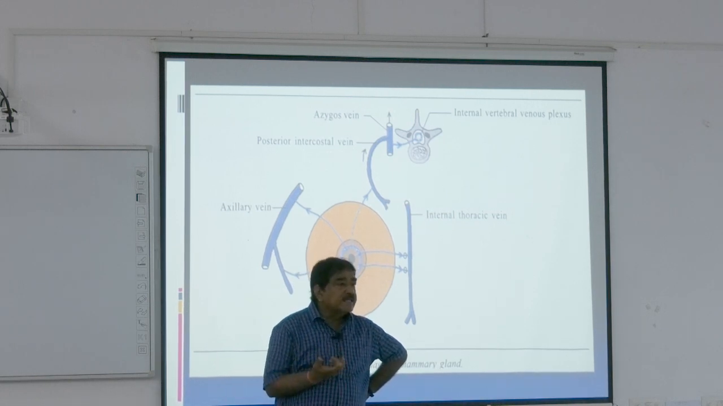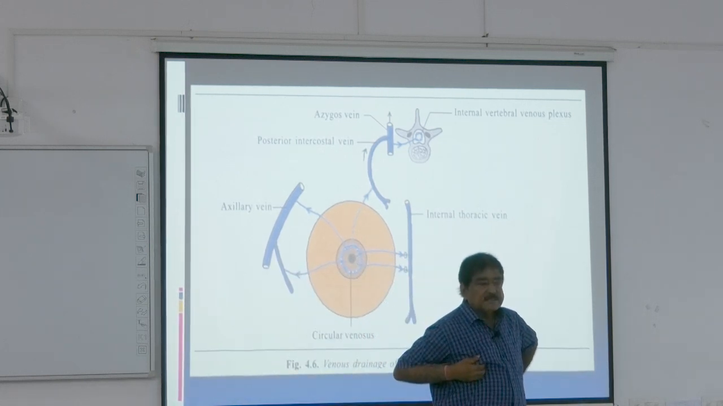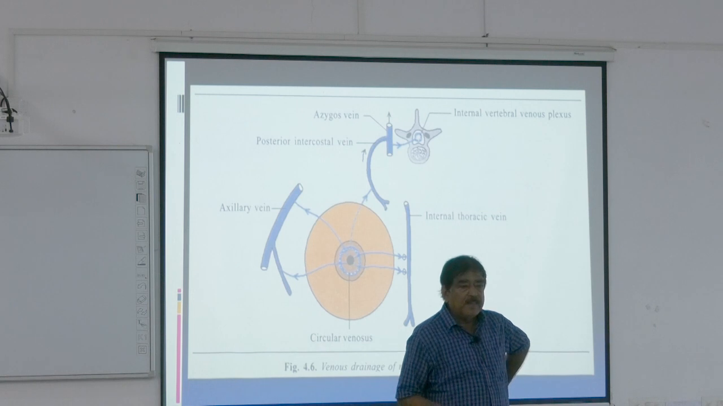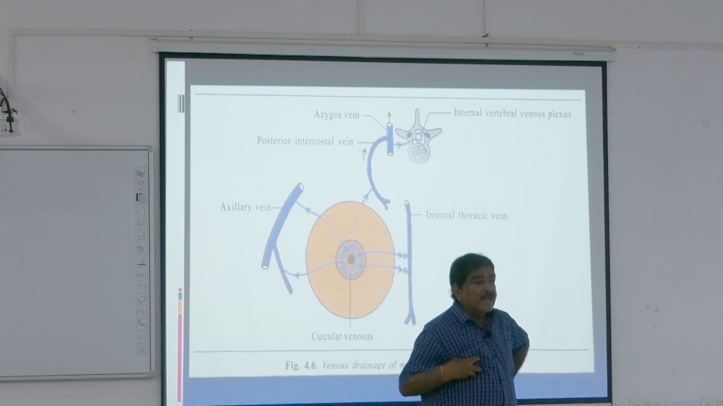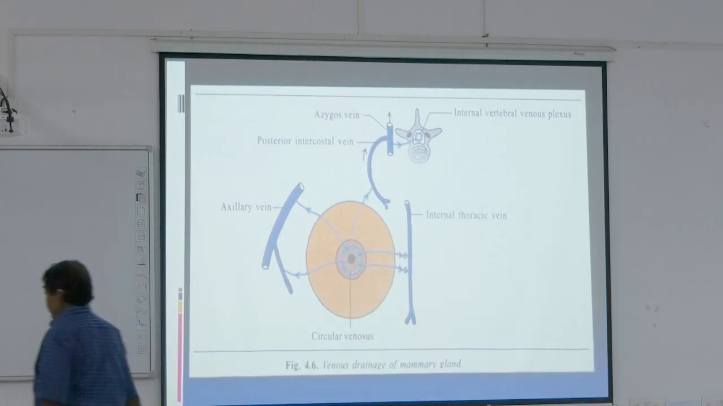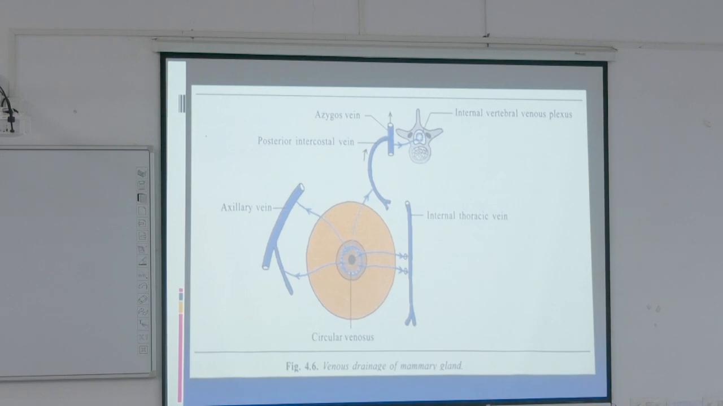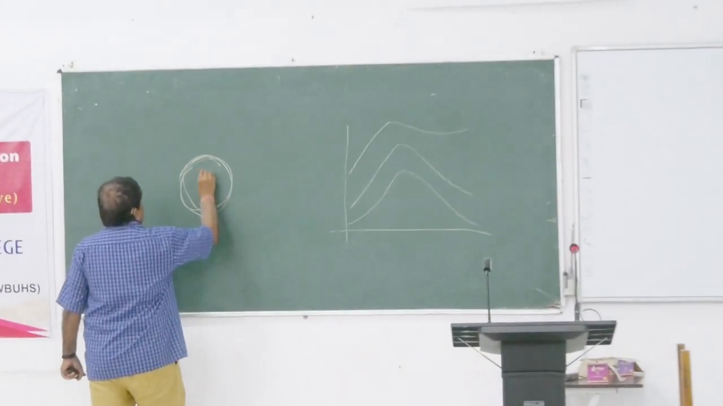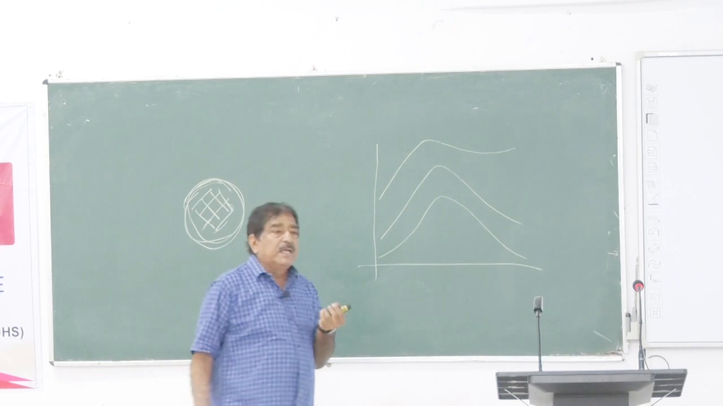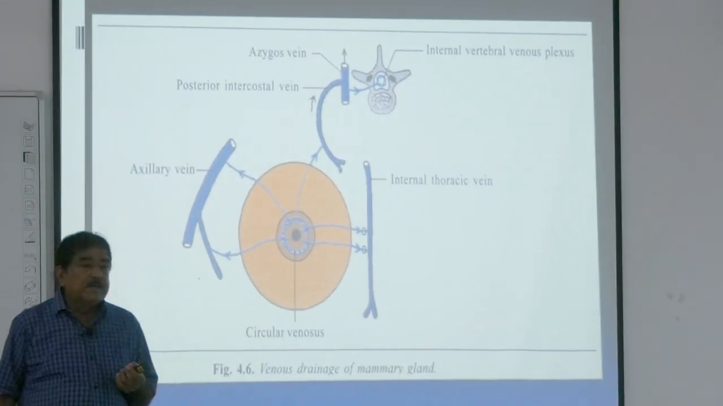Now, if she is a lactating mother, then you ask her to press and take out the milk. You see the consistency of the milk. Sometimes a galactocele forms, it's a cystic thing. Now the milk is produced and it is in thick consistency, like kheer or milkmaid's condensed milk.